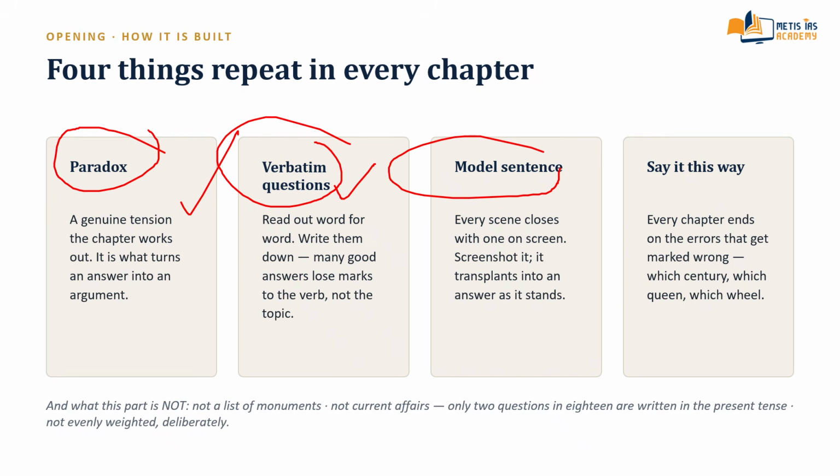And then the modal sentence. Every scene closes with one on screen. You can screenshot it. It transplants into an answer as it stands. And then say it this way. Every chapter ends on the errors that get marked: which century, which queen, and which wheel.